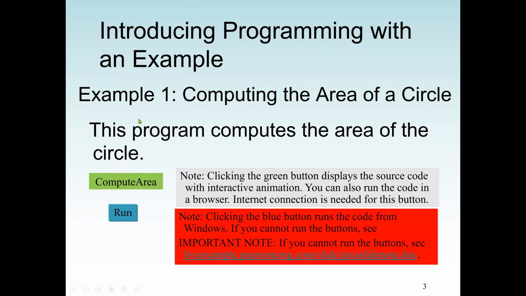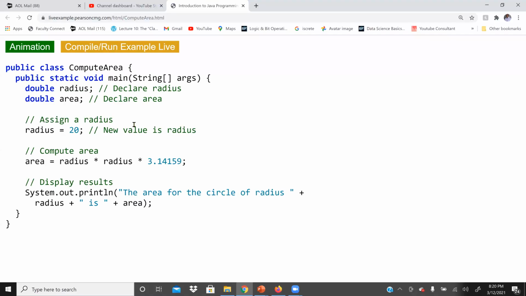So we start with example 1. In this example, we are going to compute the area of a circle. So this program will compute the area of a circle, and we shall go through the code here.